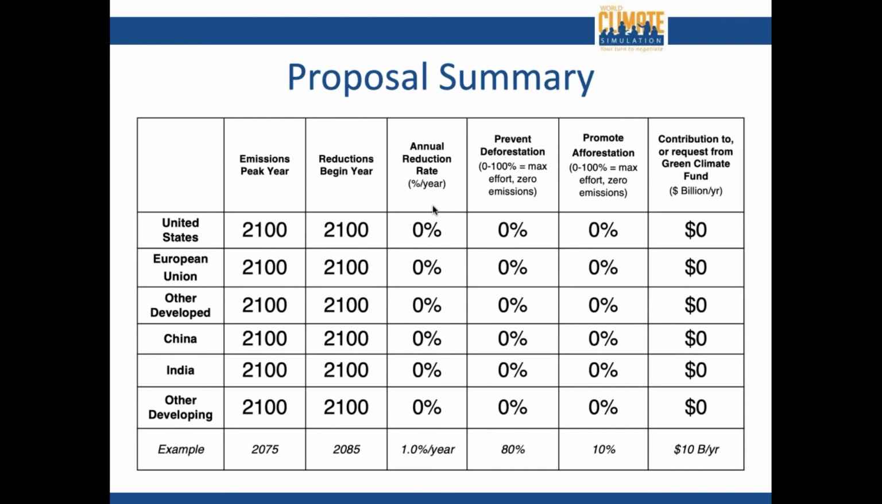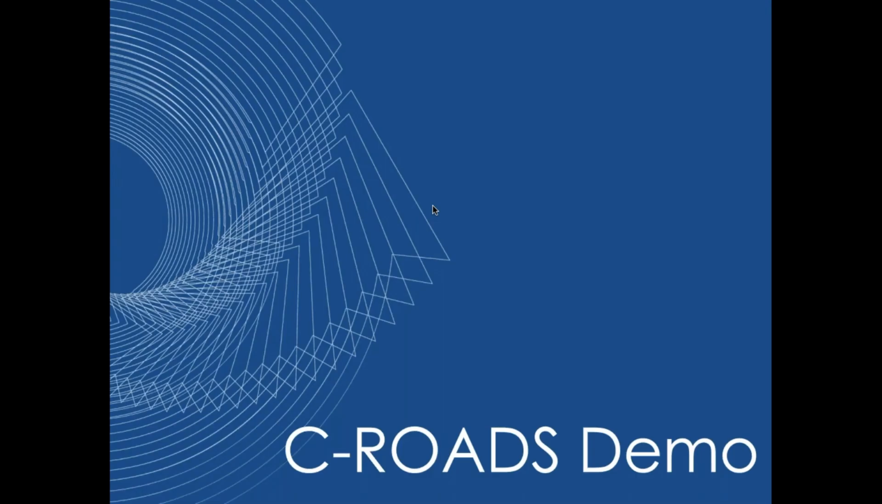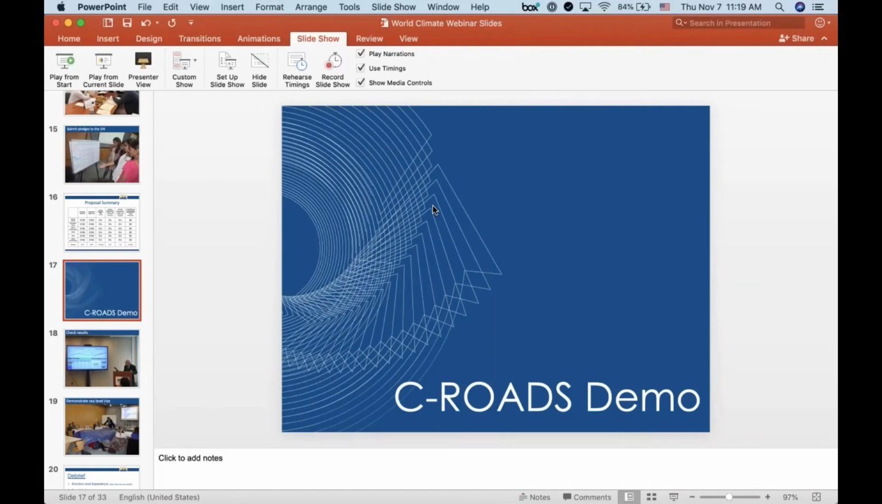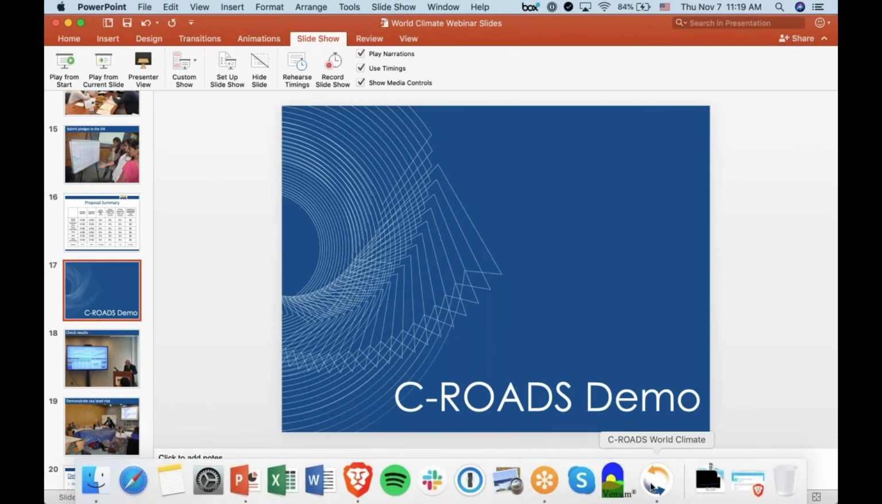Once you have had every group come up, present their pledges, and fill out this proposal summary, that's when you will input this into our model, which we've developed, which is called C-Roads. And that's really the unique part of this game and simulation, where you get to actually show your participants some of the real-time effects and impacts of their pledges. C-Roads is available to download and also available online. Today I'm going to show you the downloaded version.